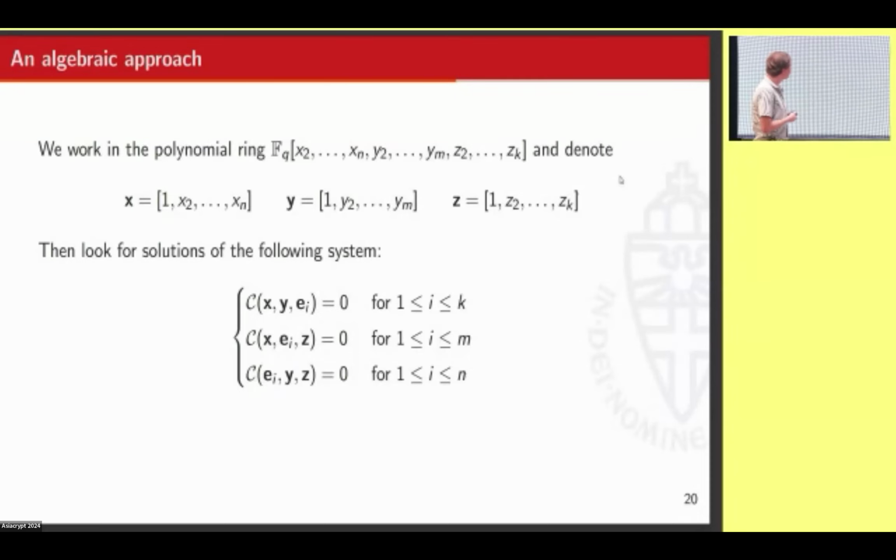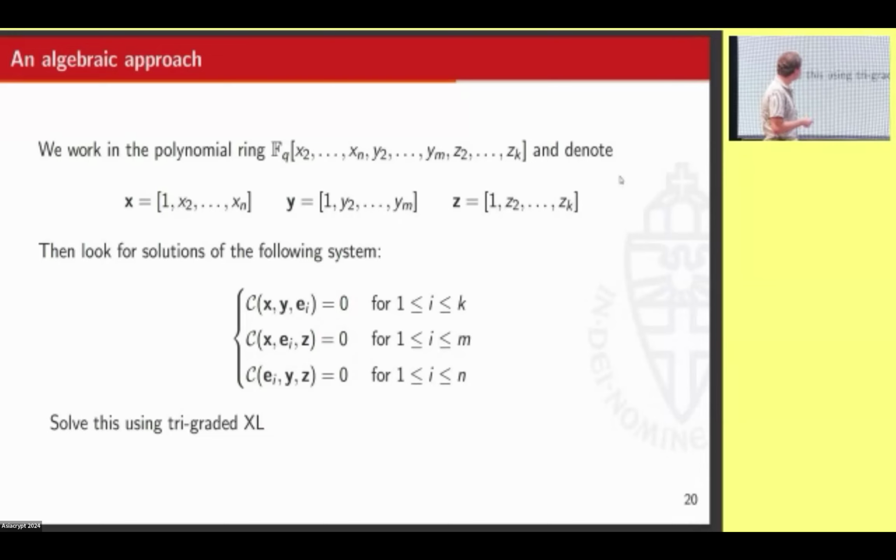Then we got quite a bit of quadratic equations, and we use tri-graded XL to solve this. I won't go into detail what tri-graded XL is, but basically what we can see is that these equations are all bilinear, and they're bilinear in 3 different variable sets. And this is why we can use this finer grading to speed up the solving of the XL algorithm.